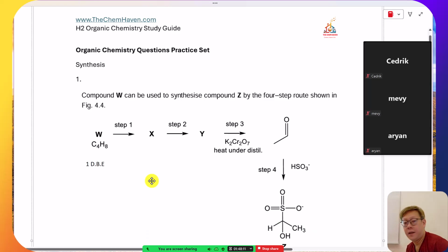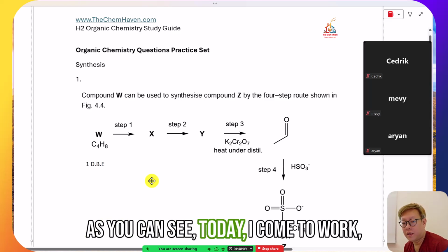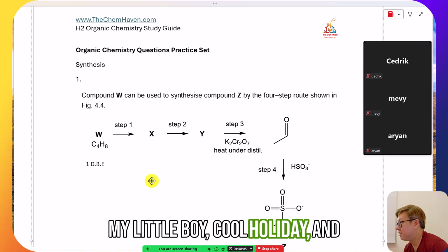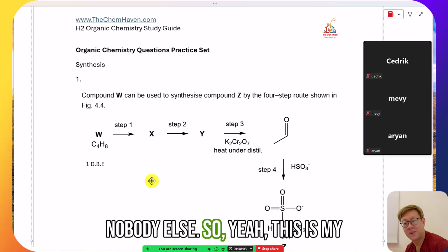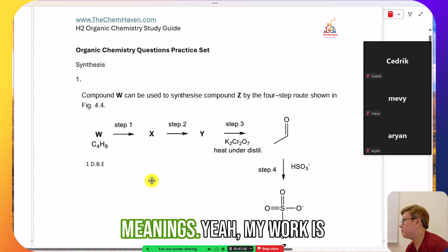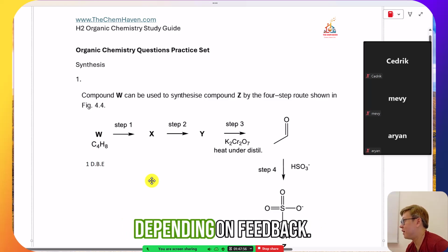Can? As you can see, today I come to work, I even have to bring my little boy. School holiday, nobody at home. So yeah, this is my rate determining step. Understand? My work speed is depending on him.